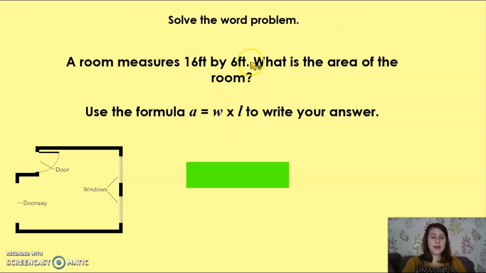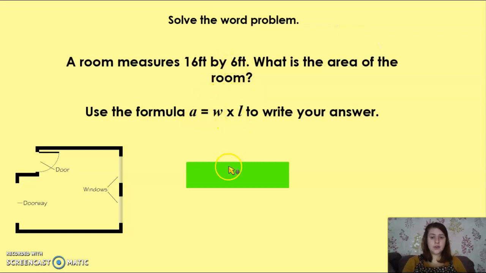And we know that the width by the length is 16 feet by 6 foot. So if you are measuring this room, how big of an area would it be? Have a go. You should be able to do this by yourself independently. So if it's 16 foot by 6 foot, what is the area of the room? Pause the video to have a go and then come back when you are ready.